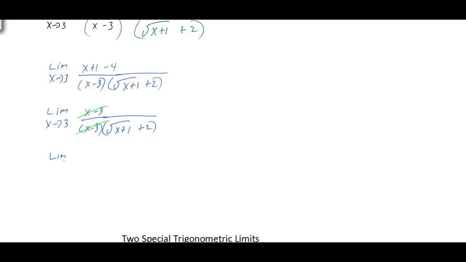So now, are we able to use direct substitution? Well, if we take our 3 and plug it in now, we're going to get 1 over the square root of 3 plus 1 plus 2. And if we do that, we're going to end up with the square root of 4, which is 2, and then 2 plus 2, so we end up with an answer of 1/4 as our limit.